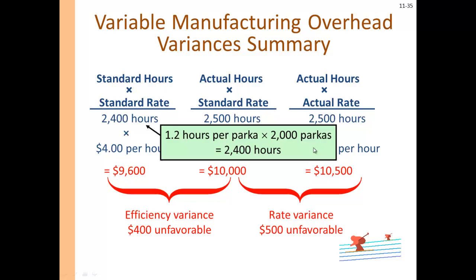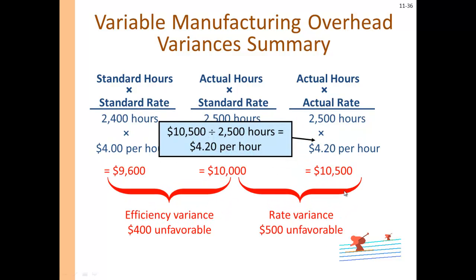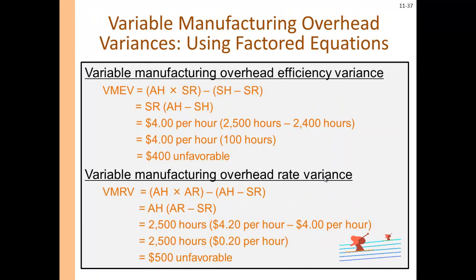Again, we did the same thing to calculate the number of hours: 1.2 hours per parka, and we had 2,000 parkas. And we took the total cost and divided by the 2,500 hours that we actually had, and that gives us $4.20 as a rate. Variable manufacturing overhead variances. For the efficiency variance, it's actual hours times standard rate minus standard hours times standard rate. For the rate variance, it's actual hours times actual rate minus actual hours times standard rate.